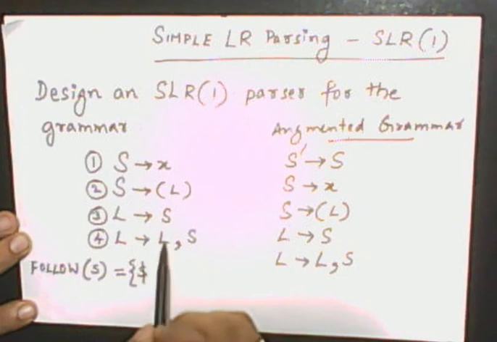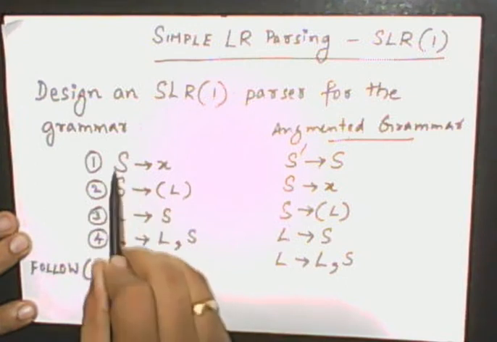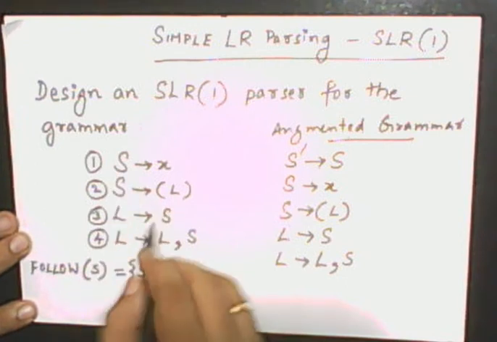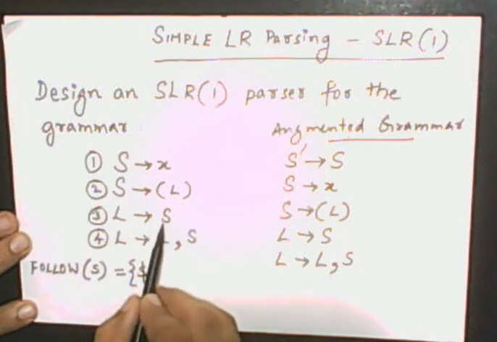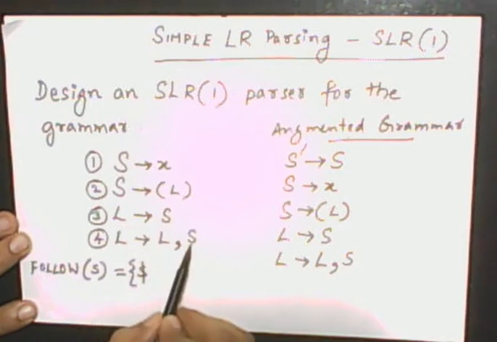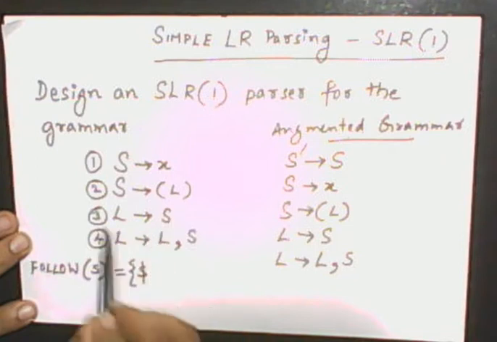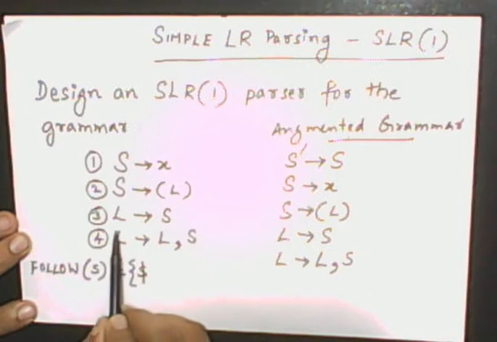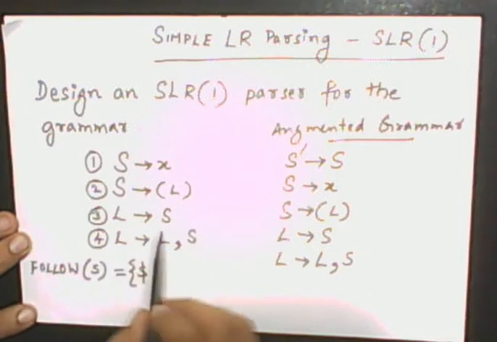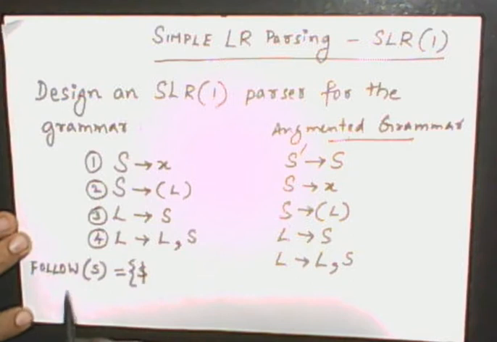Now for finding follow of S, since it is a start symbol, you have dollar there, and any more to be added that we need to see here. Actually S appears twice, for two productions. It is appearing here on the right side. Since S is the last symbol on the right side, you need to follow of S means follow of the left hand side, that is L. As per this also it is follow of L. So for completing follow of S, you need to find the follow of L also.